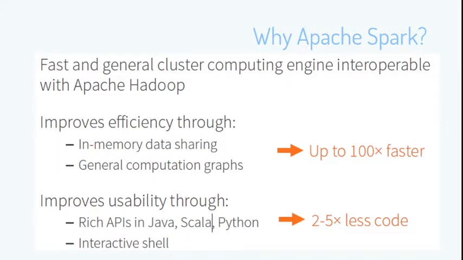So memory data sharing and general computation graphs will be 100 times faster. Then it improves usability through rich APIs like Scala, Python and Java. Those are languages we can use as an API, an application interface. For example, if you know Python, you can use Python to access PySpark and save the data. If you know Java, you can access it too. But here you can highlight that it's an interactive shell and needs less code, like 2 to 5 lines less compared to Hadoop. So this is what we are using PySpark for.